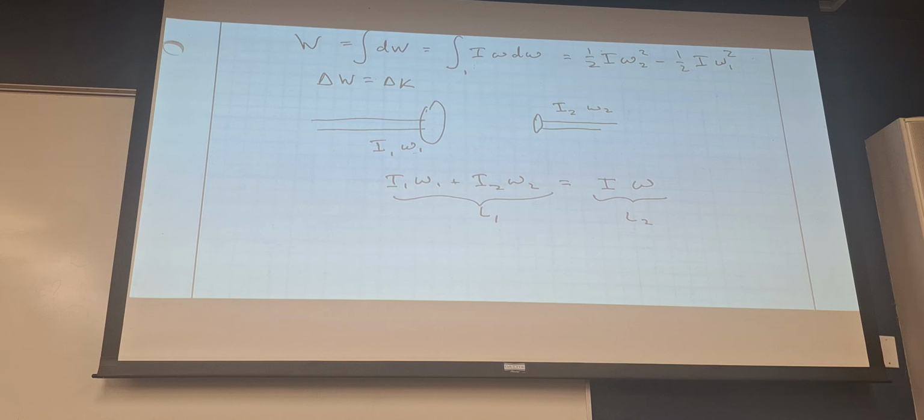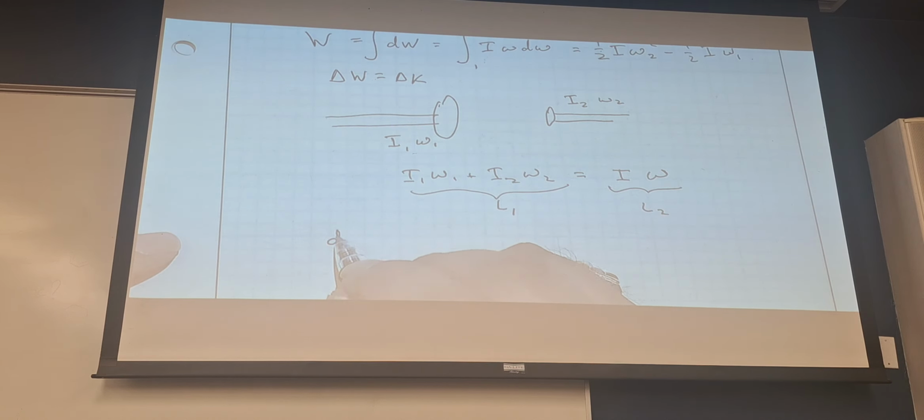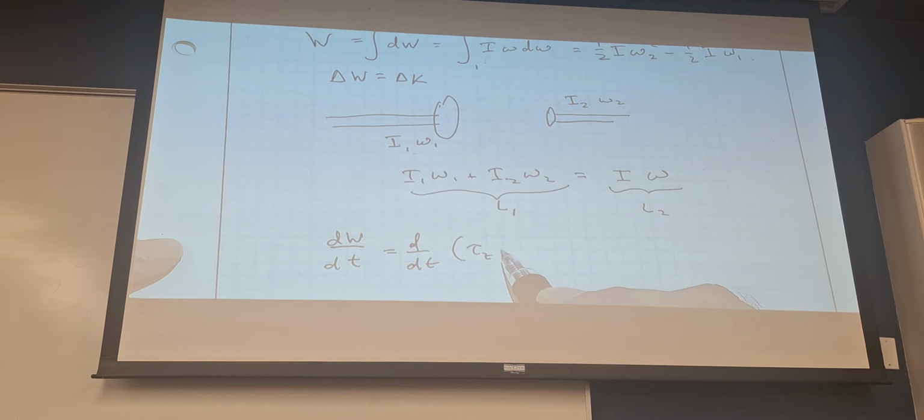Anyways, this relates to rotations, which relate to power. So what is the power? It's dW/dt, which is equal to d/dt of the integral of tau_z d theta.